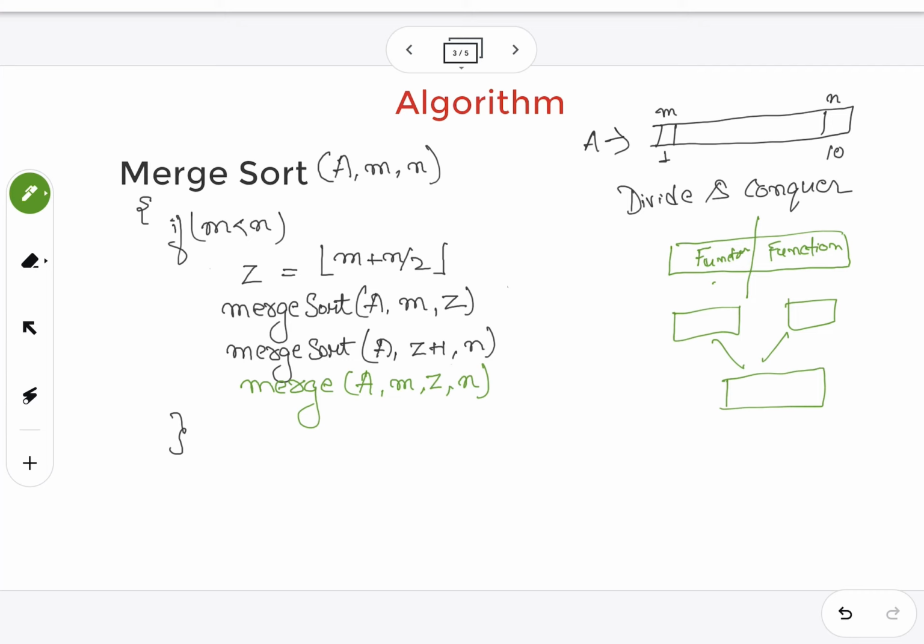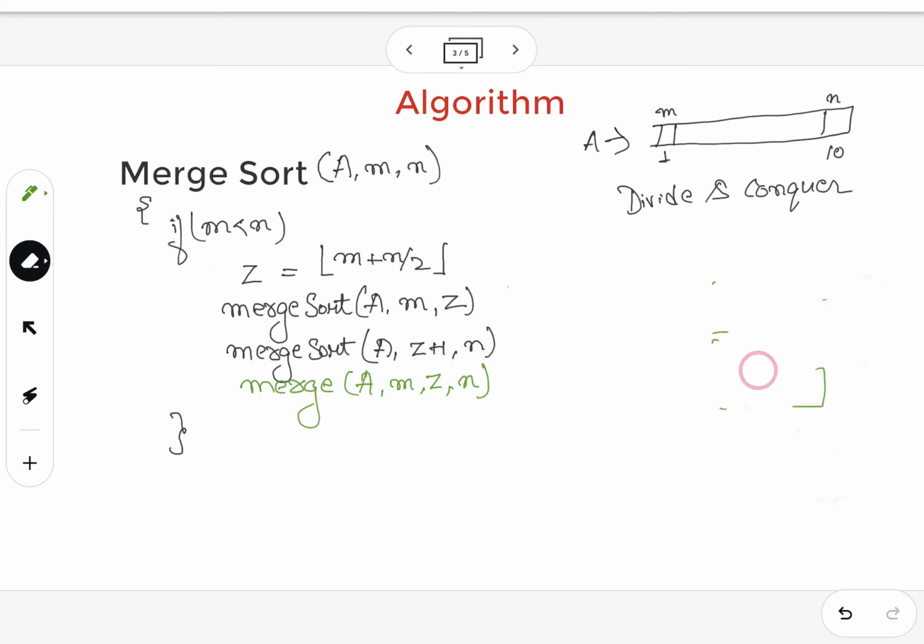Then it checks whether m is less than or equal to n. So let's say m is always less than or equal to n in this case. At some point of time this statement fails, and I will come to when the if statement fails. So 1 is less than or equal to 10. Then we find the midpoint of it. Let's say the midpoint is here, 5. So now z will be equal to 5.